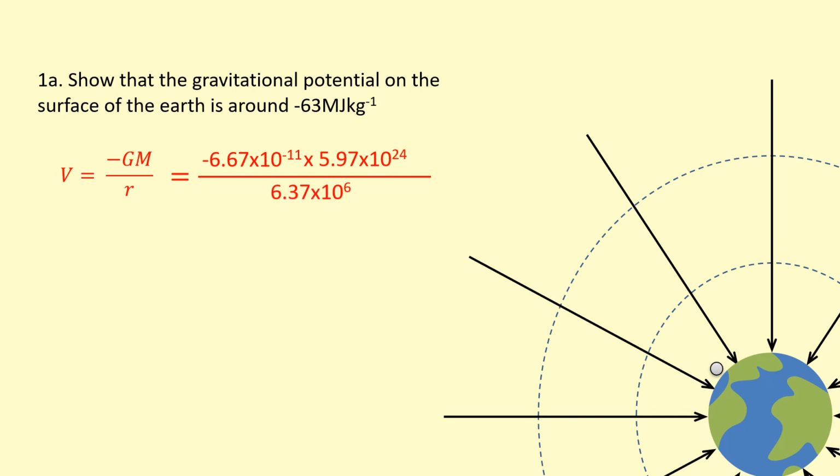So if we do that, and be careful here, there's no squaring of the distance. That's only for gravitational field strength or gravitational force. So here we're trying to find the gravitational potential, which we get roughly minus 63 megajoules per kilogram.